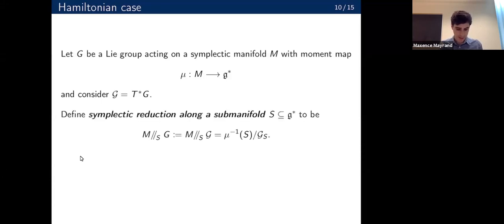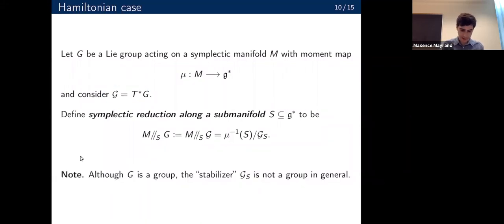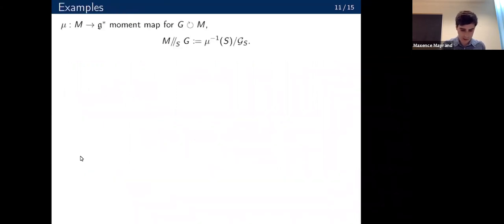We now define the symplectic reduction along a submanifold S of the dual of the Lie algebra to be this groupoid symplectic reduction along S, where G is T*G. We denote it by M ‖ S, G. Note the important point: although we start with a group, the thing by which we quotient is no longer a subgroup. In general, it will be a subgroupoid, so it might not be a group or a cotangent bundle of a group. Okay, let's see a few of the special cases that we recover.